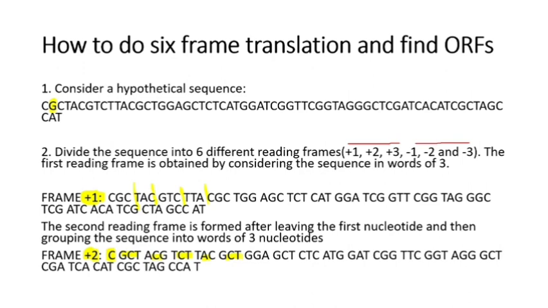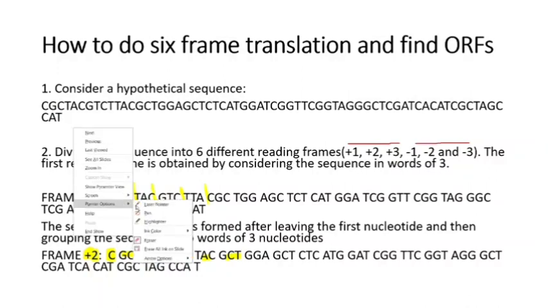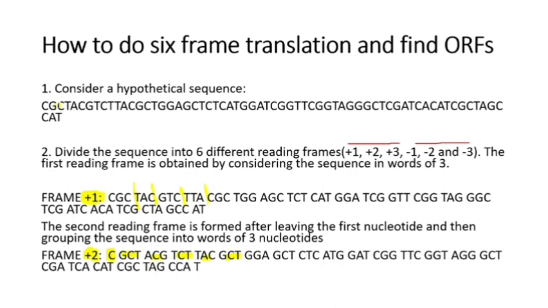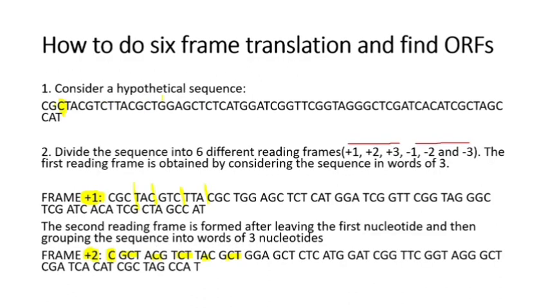One more reading frame is there. The computer will neglect the first two nucleotides and start the reading frame from the third nucleotide, C. That is the plus 3. So we start from CTA, the first codon, CGT, the second codon, CTT, the third codon, ACG, the fourth codon, CTG, the fifth codon, like this. So like this it will happen. So the three reading frames, everybody understood?